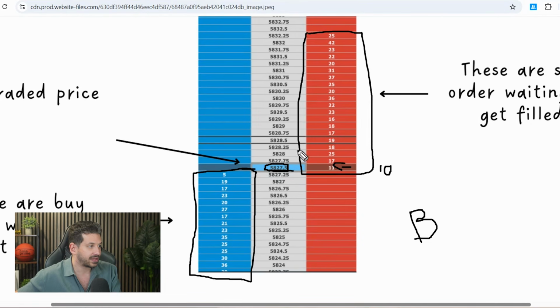Now say the market drifts up, and you've got your take profit set at 5831.75 right here, and the market gets here, and your take profit hits. What is your take profit exactly? What kind of order is it? Well, your take profit is a sell limit. One of these 23, that's actually you, if it's just one contract.